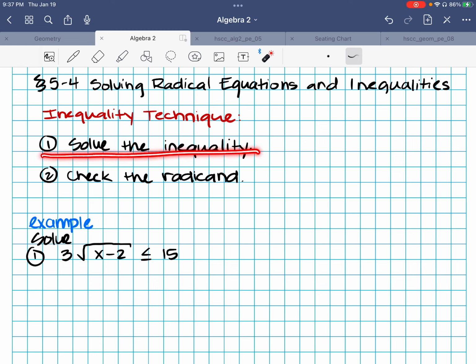First step, number one, solve the inequality. So you guys are going to be solving the inequality just like you've been doing equations. The second step, though, is something that's going to be a little bit different. We're going to check the radicand. Now, this idea of checking the radicand is going to add a slight different flavor to the problem.